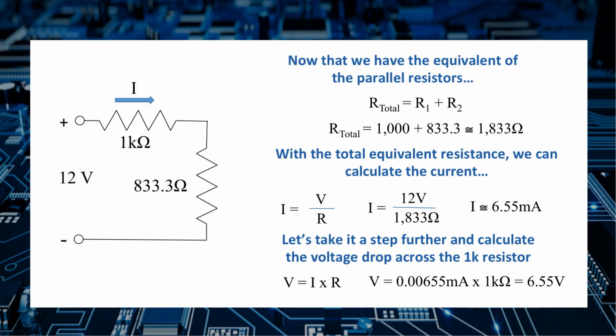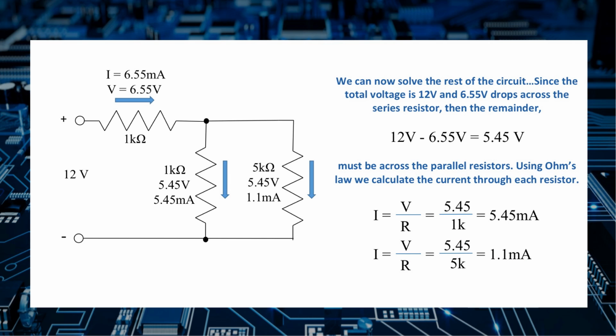Now we can calculate the total resistance and then the current. So the total resistance for two resistors in series now is R1 plus R2, or 1K plus 833.3 ohms. And then calculating the current, we take the 12 volts divided by the resistance of 1,833 ohms, and we end up with 6.55 milliamps. So the next step is that we start to expand the circuit diagram back to its original form, and we calculate the voltage drops and currents in each branch of the circuit.